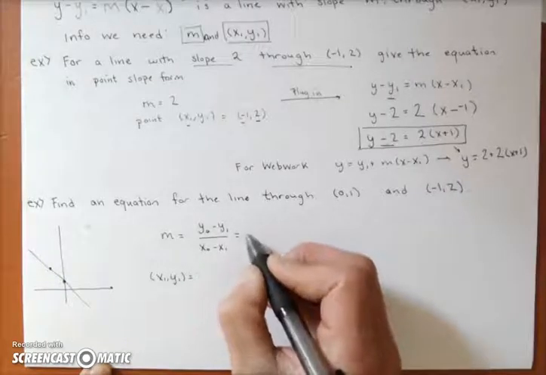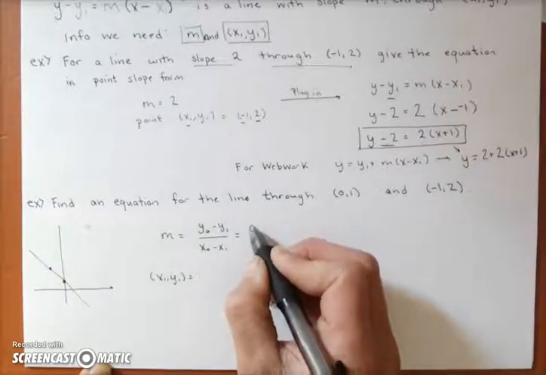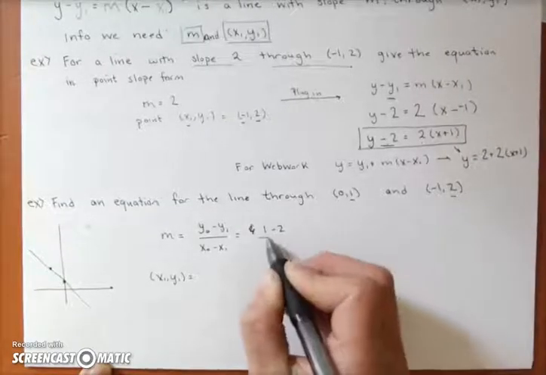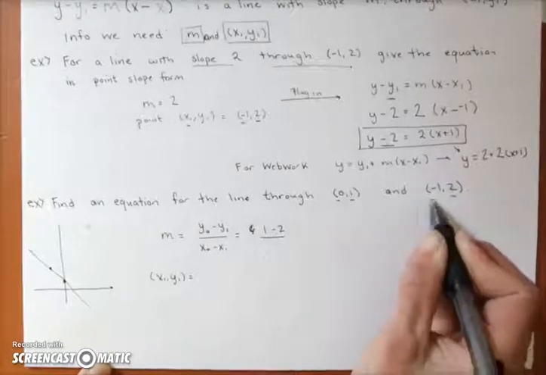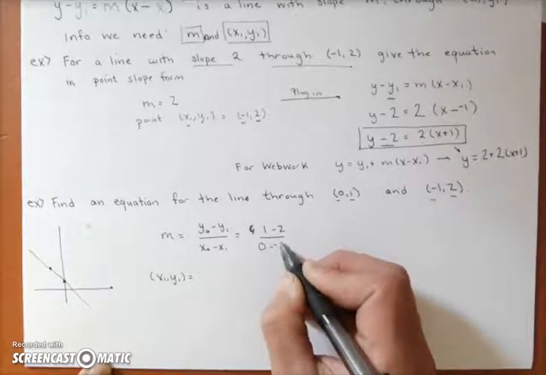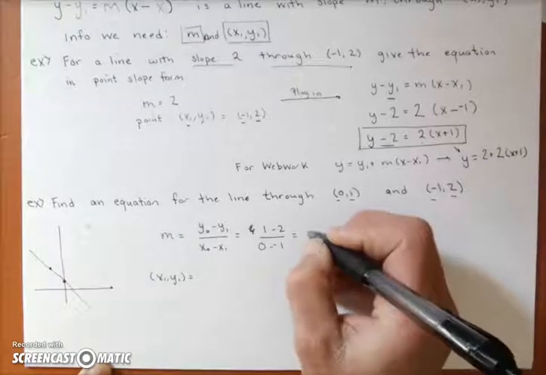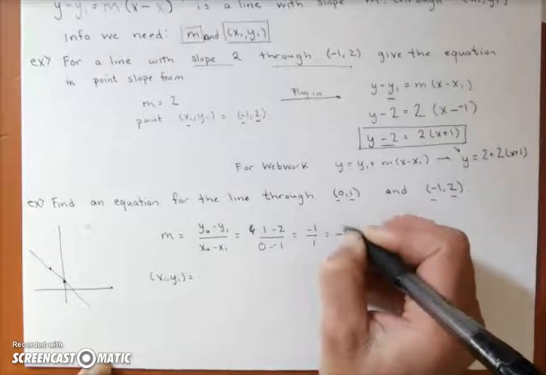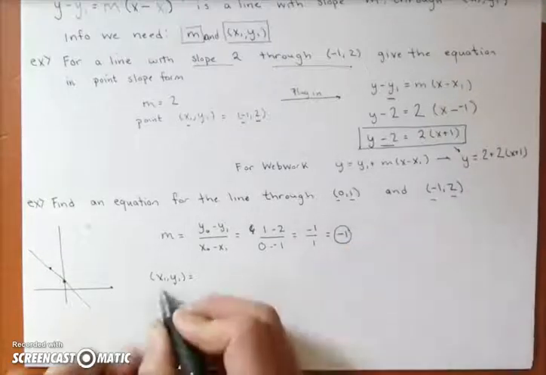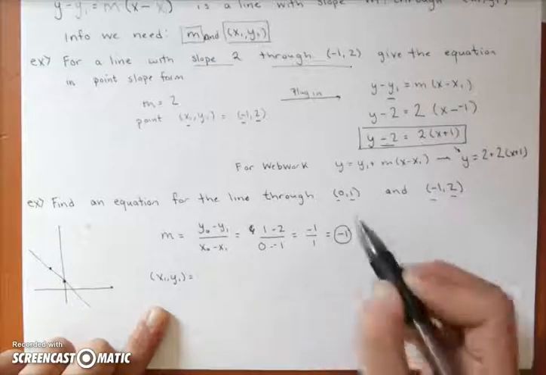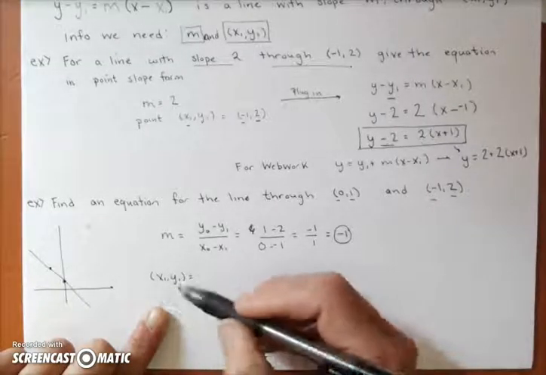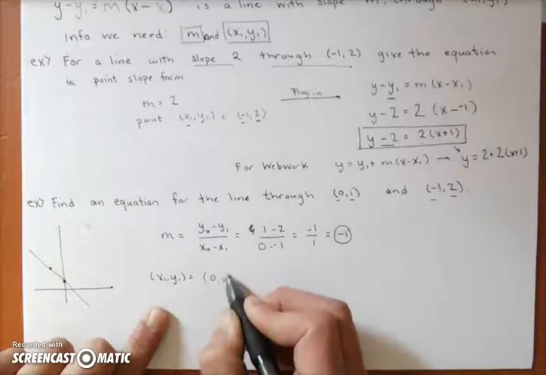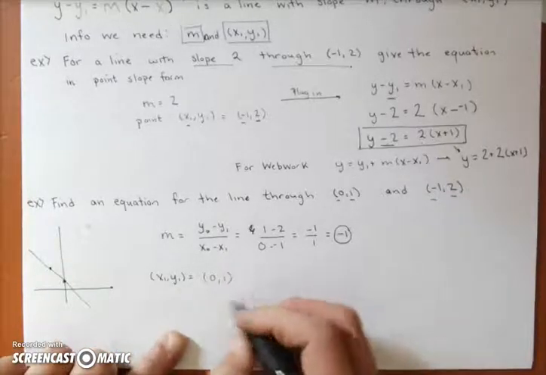So that will be 1 minus 2, over 0 minus -1. So that gives me -1 over +1, which is just -1. So that's my m. x1, y1 is just either of these points. I can use any point on the line that I want. And so maybe I'll choose it to be 0, 1, because having a 0 makes life a little bit easier.